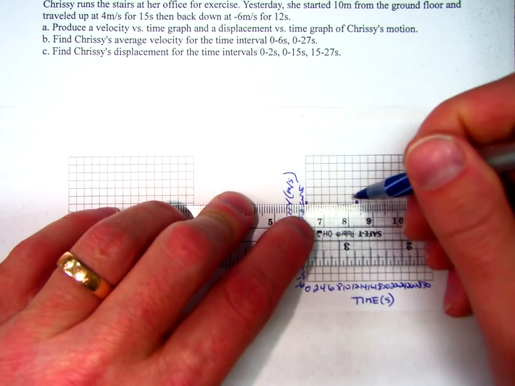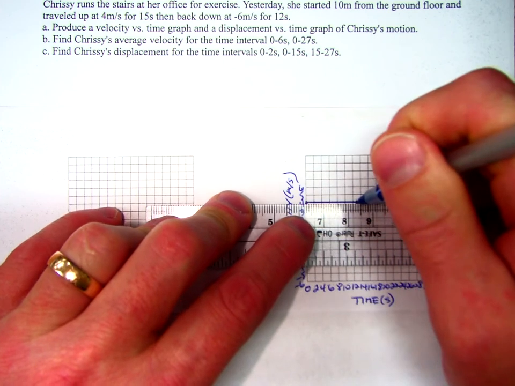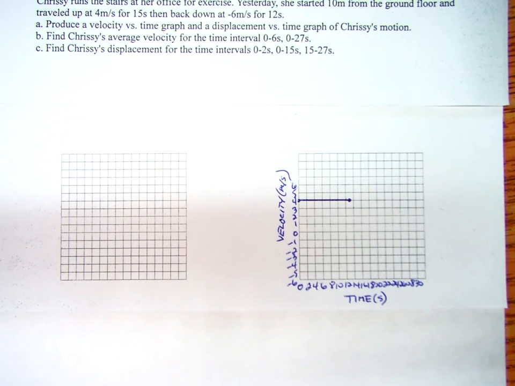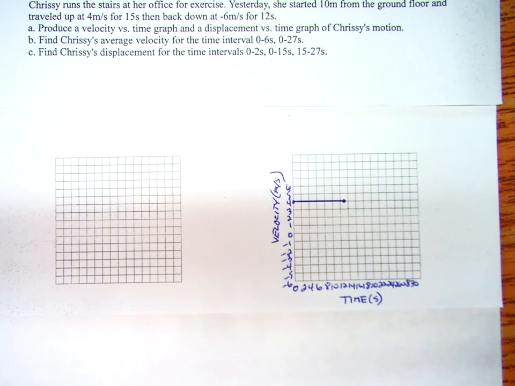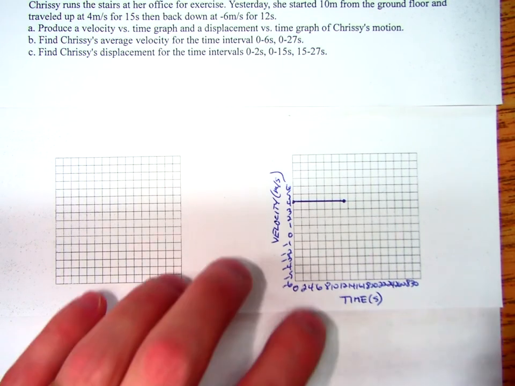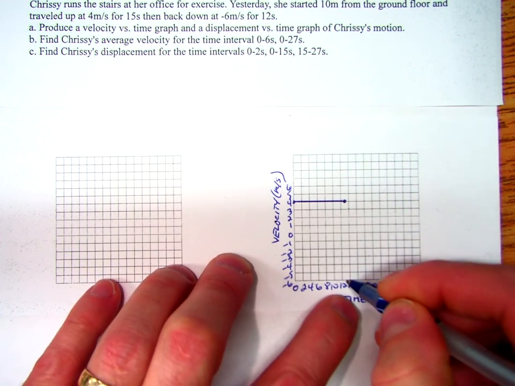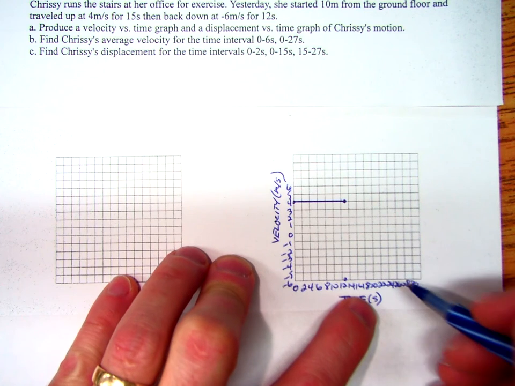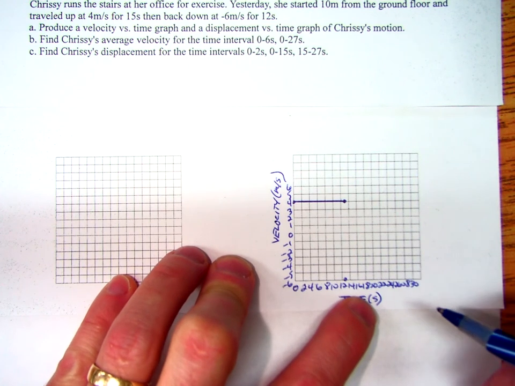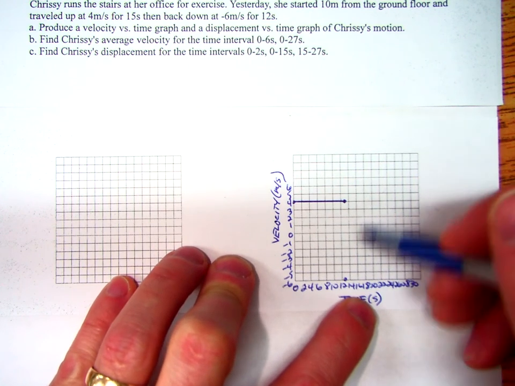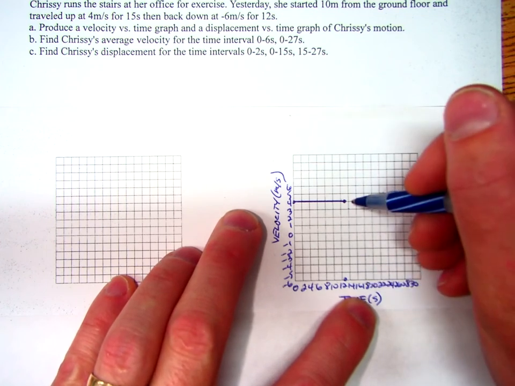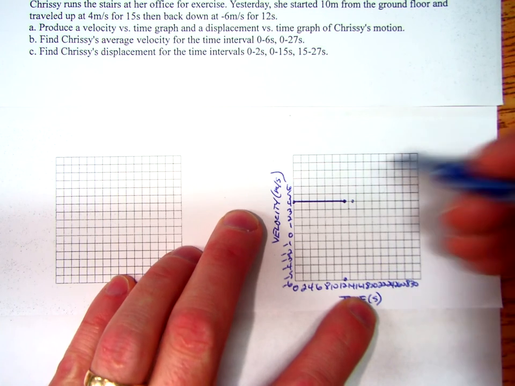Okay, so this is my first velocity right here. It's constant. My second velocity is -6, and it's for 12 seconds. So I go from, let's see, you know what, I need to draw this over a little bit more. Okay, so I went to 13, but I need to go to 15.